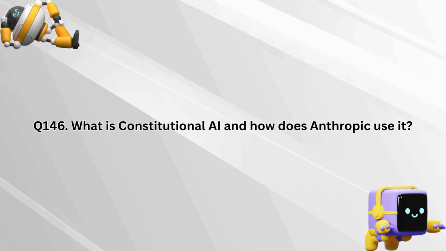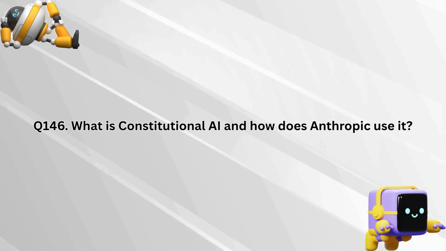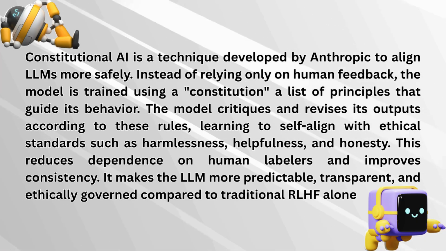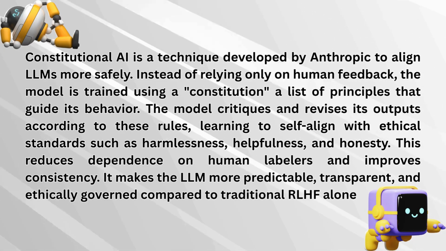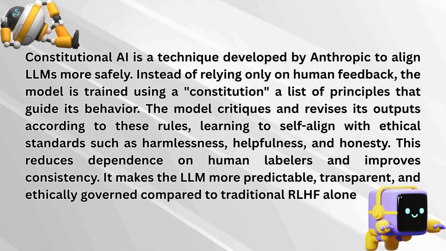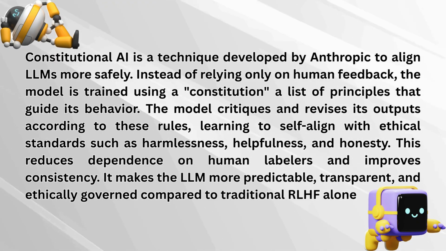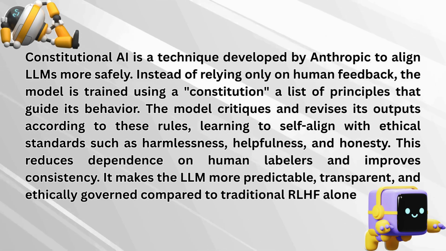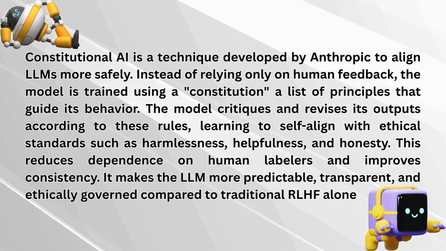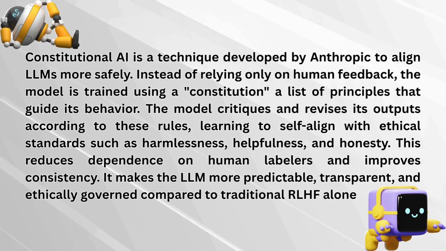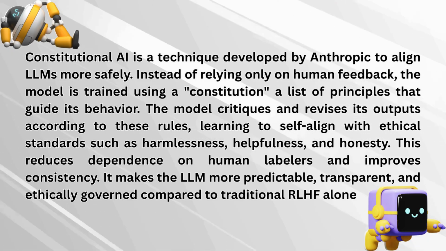What is constitutional AI and how does Anthropic use it? Constitutional AI is a technique developed by Anthropic to align LLMs more safely. Instead of relying only on human feedback, the model is trained using a constitution, a list of principles that guide its behavior. The model critiques and revises its outputs according to these rules, learning to self-align with ethical standards such as harmlessness, helpfulness, and honesty. This reduces dependence on human labelers and improves consistency. It makes the LLM more predictable, transparent, and ethically governed compared to traditional RLHF alone.